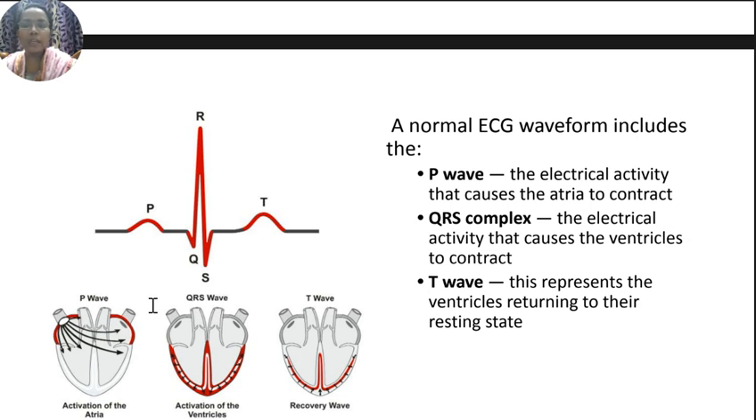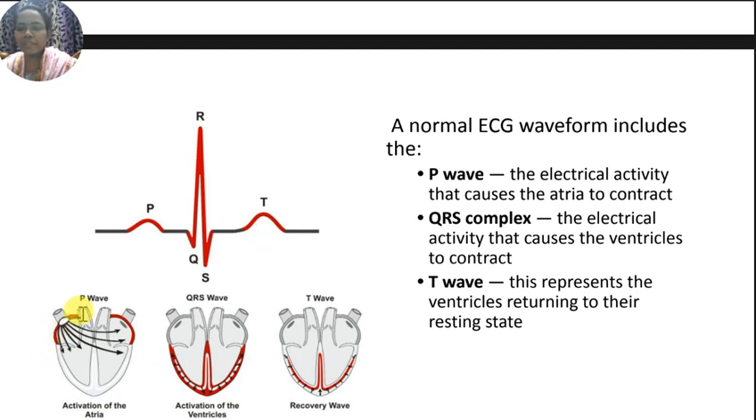For those who have a failure of the SA node, an artificial pacemaker is placed. With the help of the artificial pacemaker, they can generate an electrical impulse so that contraction and relaxation take place. This is the normal electrical activity. Now this is the P wave, this is the QRS, and this is the T wave, right? The P wave is the electrical activity that causes the atrium to contract. The QRS complex represents the electrical activity that causes the ventricles to contract.